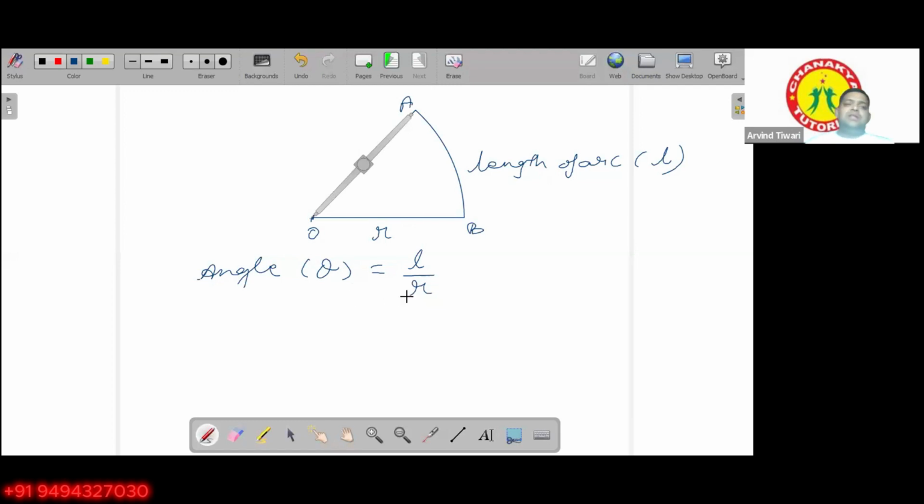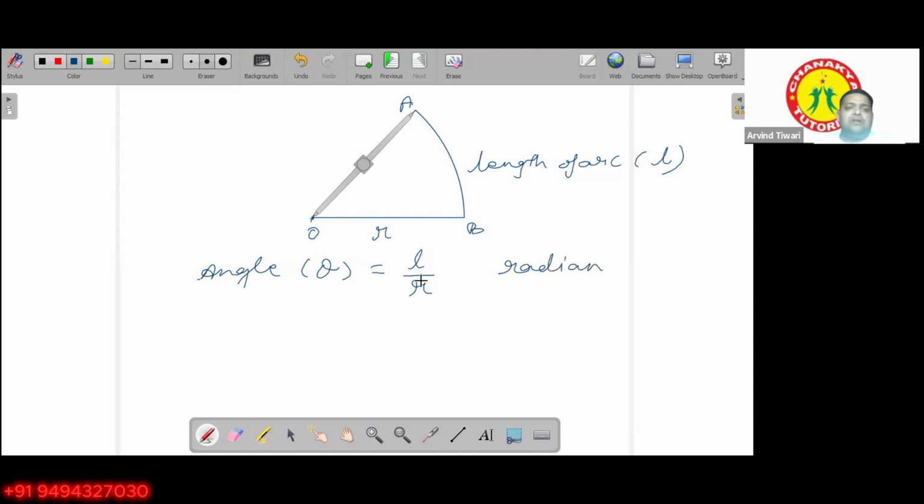In this way, length is measured in meter and radius is also measured in meter. So overall, it does not have any dimensions, but its SI unit is radian. So this is the radian measurement of the angle.